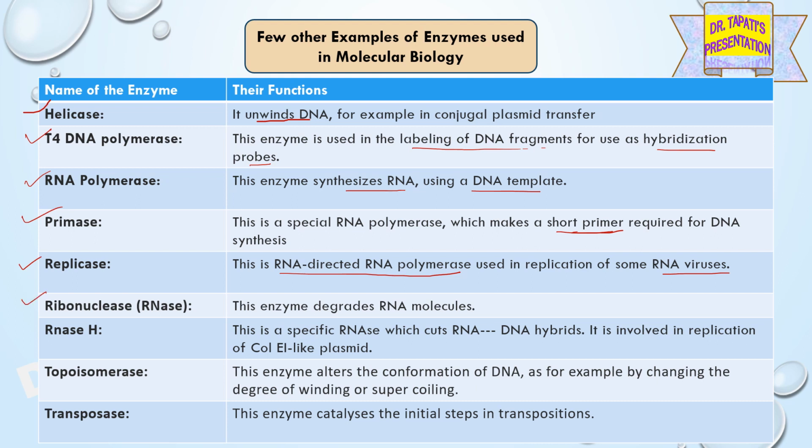Ribonuclease or RNase. This enzyme degrades RNA molecules. RNase H is a special RNase, that means an RNA degrading enzyme, which cuts RNA-DNA hybrids. It is involved in replication of ColE1-like plasmids. Topoisomerase, this enzyme alters the conformation of DNA, as for example by changing the degree of unwinding or supercoiling. Transposase, this enzyme catalyzes the initial steps in the transposition process.